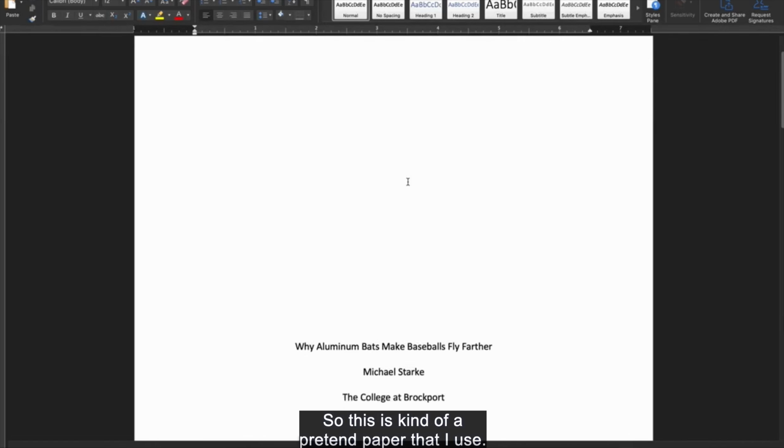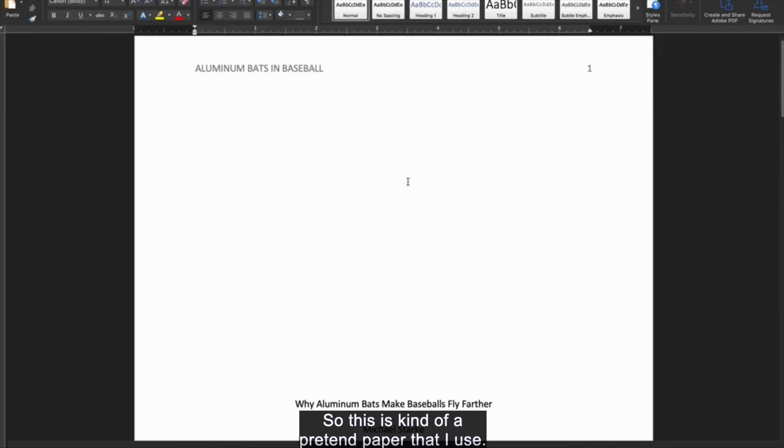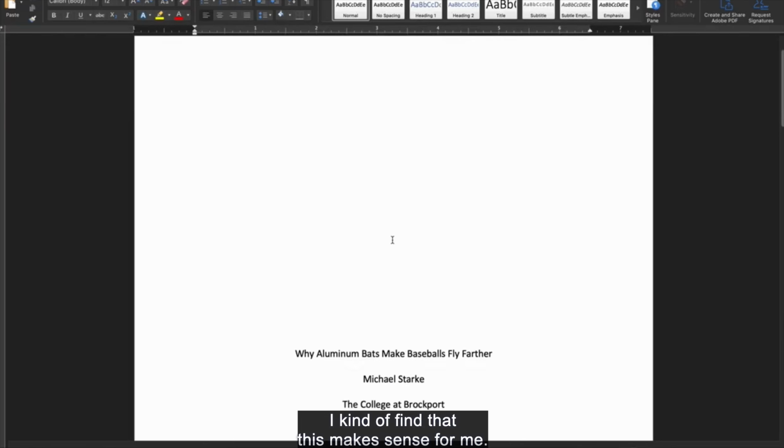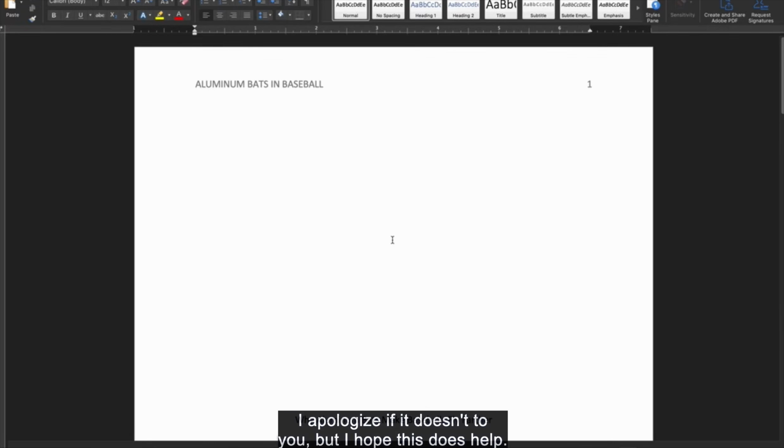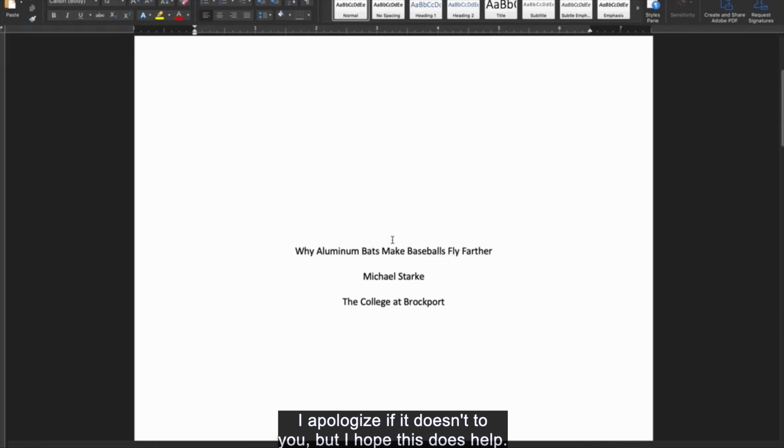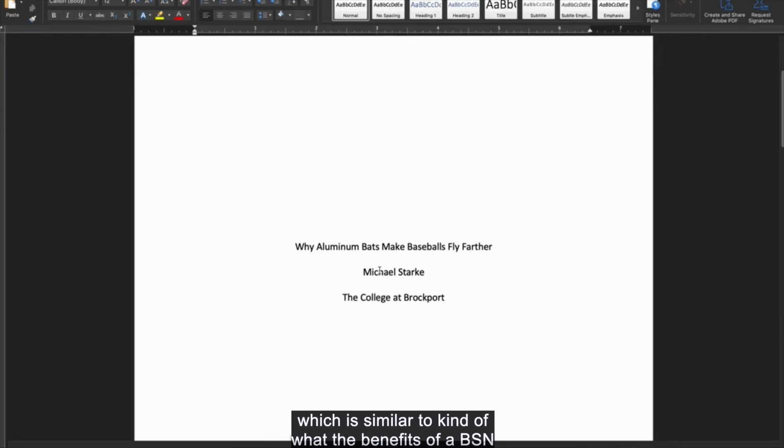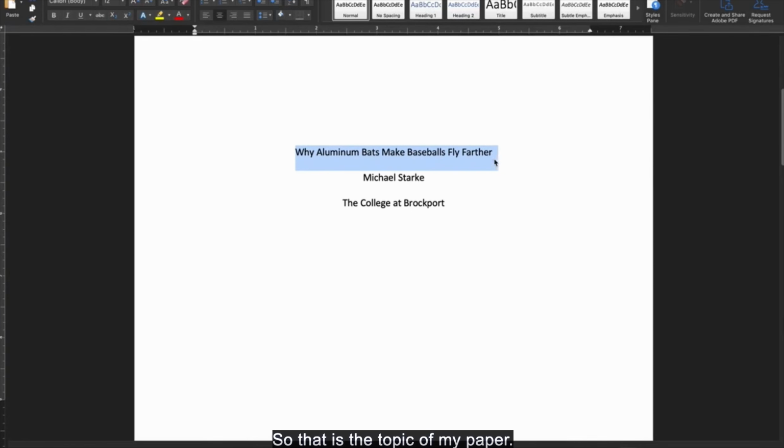So this is kind of a pretend paper that I use similarly. I like baseball, and I find that this makes sense for me. I apologize if it doesn't to you, but I hope this does help. So my topic for this paper, which is similar to the benefits of a BSN, is why aluminum bats make baseballs fly farther. So that is the topic of my paper.